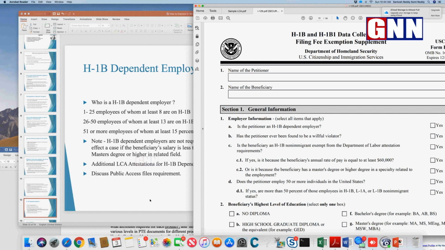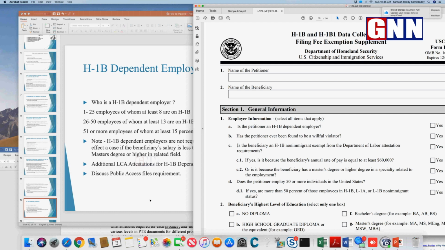Never ever club the LCA public access file with the beneficiary's file. So for example, when you are maintaining the public access file, do not maintain it by the name of the individual. You should maintain it by the LCA number itself. I want everybody to please pay close attention to this one.